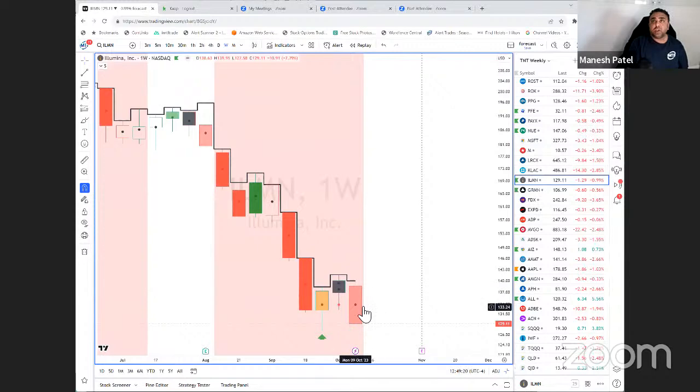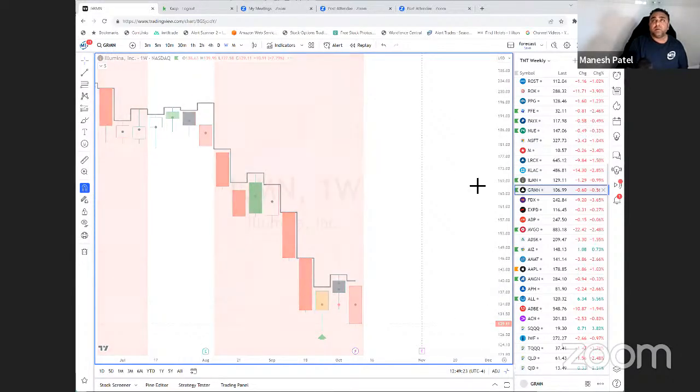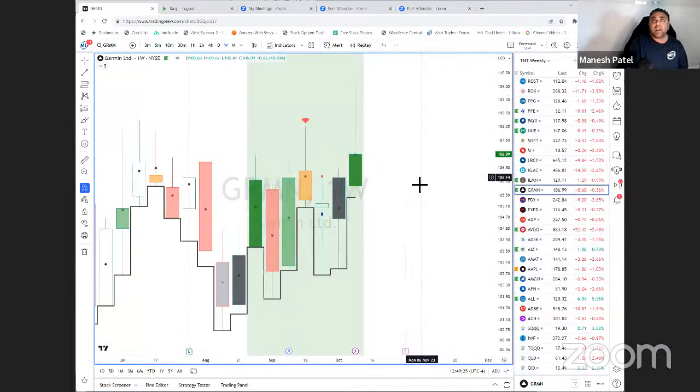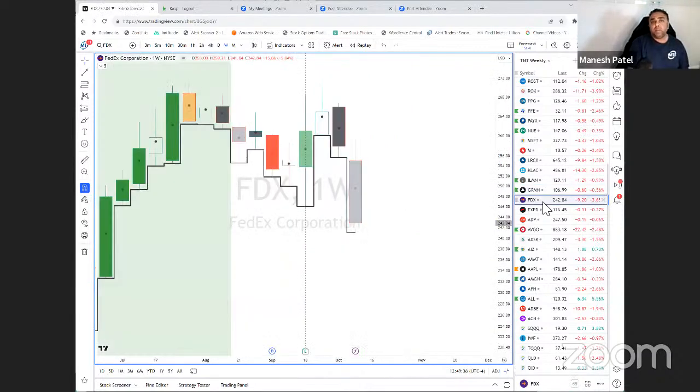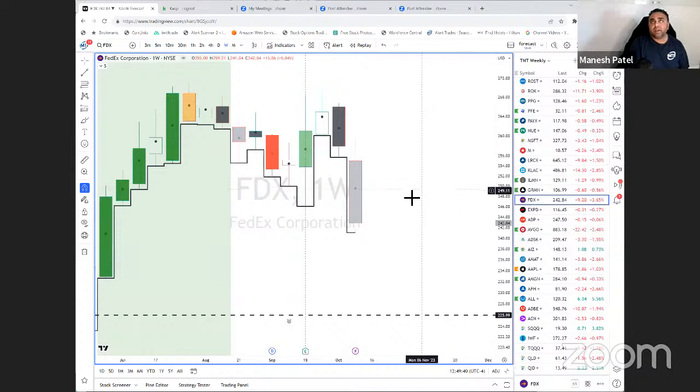ILMN, this is a shade. Broke the low, entered, it was profitable. GRMN, this is a shade. This is another bullish trade in a bearish market. Look at this. Broke the high here, and with a shade here, was profitable at the end of the week. So I had two bullish trades in a bearish week. Okay. No shade, no trade.